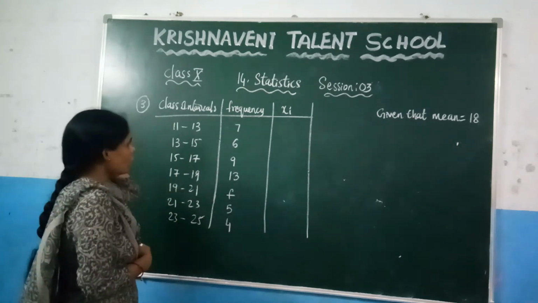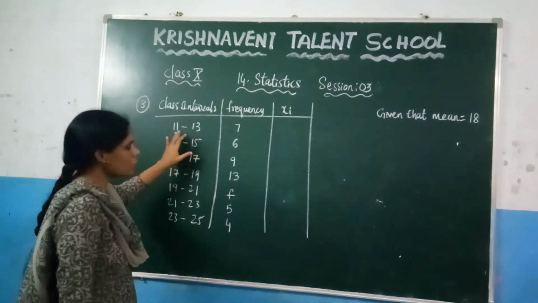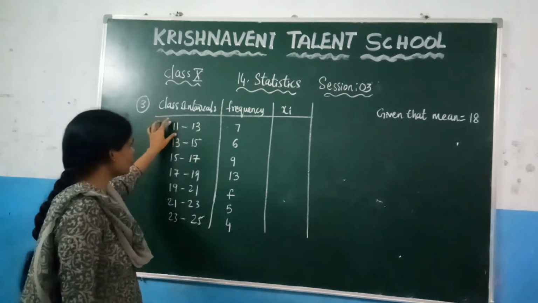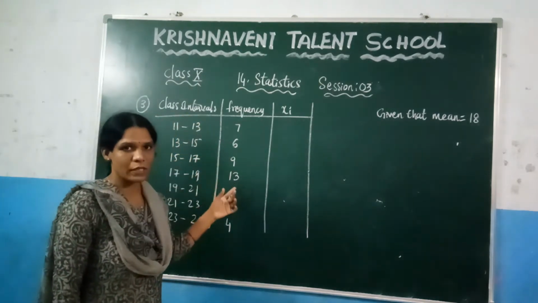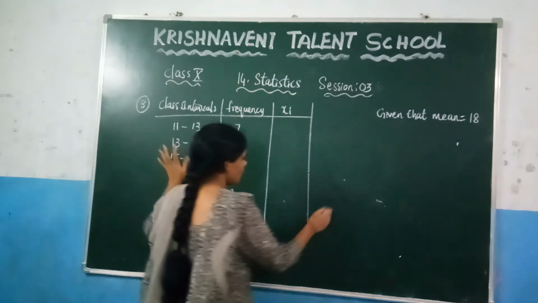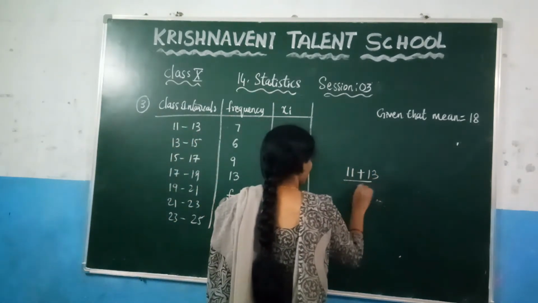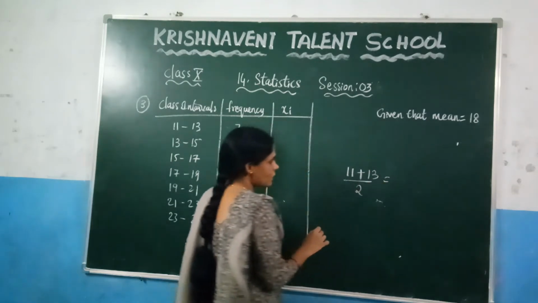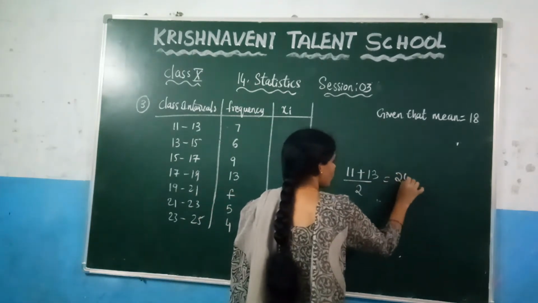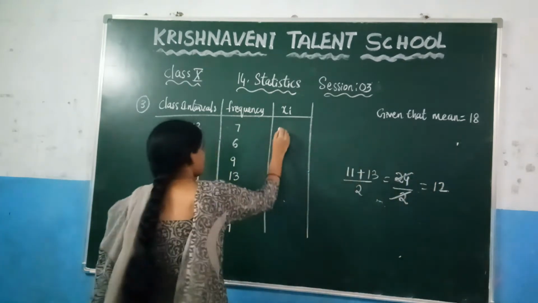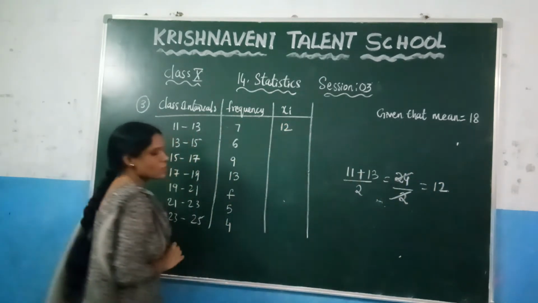Now here, what is xi? Xi is nothing but the class mark. You have to take the upper limit plus the lower limit by 2. What is the lower limit here? 11. And what is the upper limit here? 13, by 2. What is the value of 11 plus 13? Which is 24 by 2. You will get 12. So the class mark is 12.